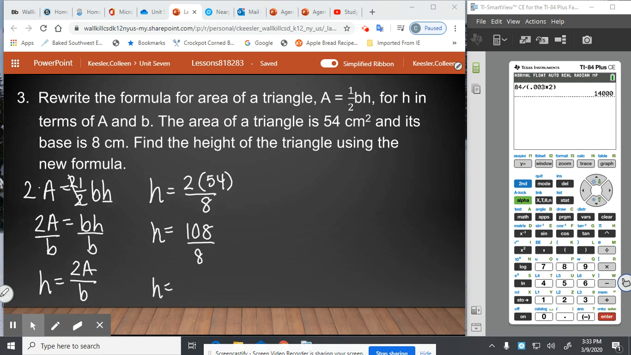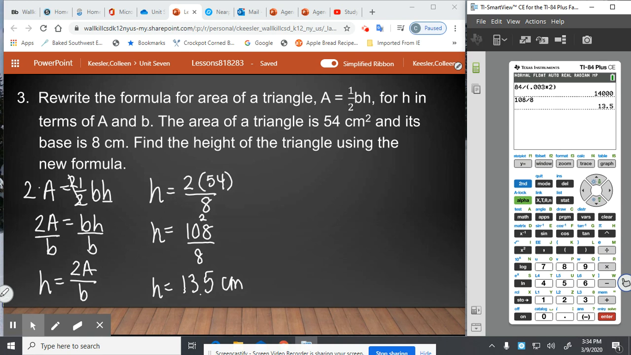So H is, well, 8 goes into 10 once with 2 left over. 8 goes into 28 3 times with 4 left over, and 8 goes into 40 5 times. So it should be 13.5. Sorry, my pen decided not to work. So 13.5 centimeters. And I'm going to check my work over here just to make sure. 108 divided by 8 is 13.5. And I got it. Nice job.